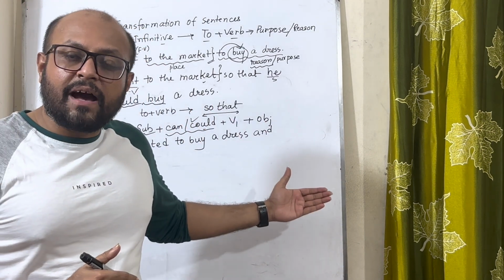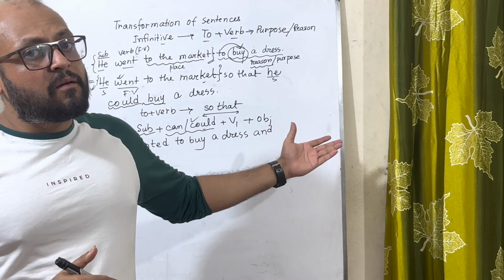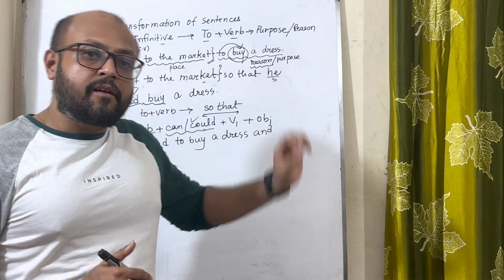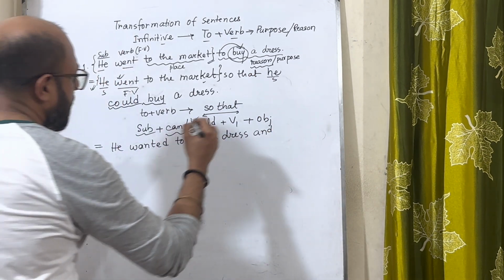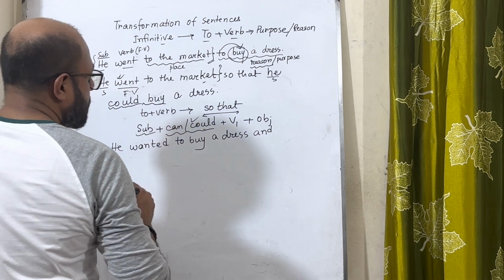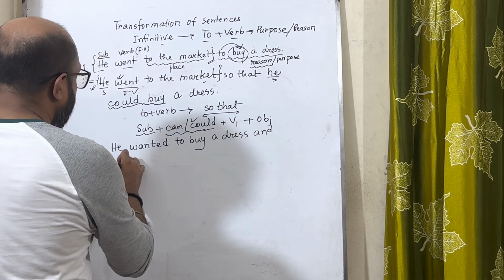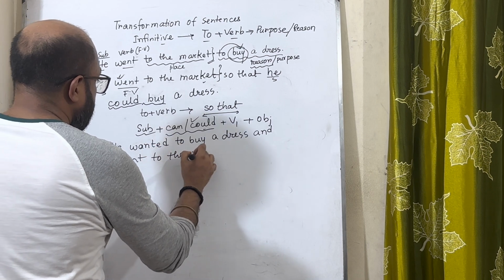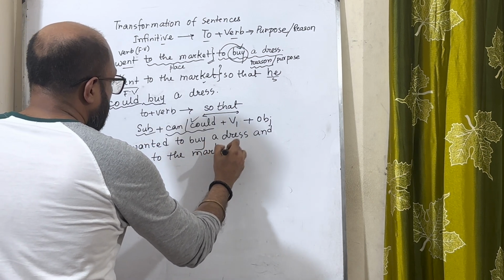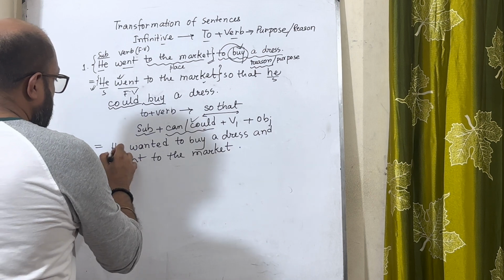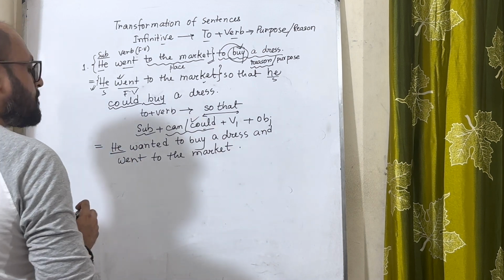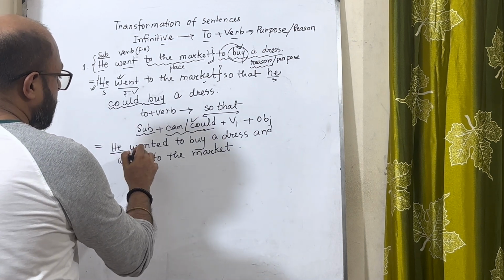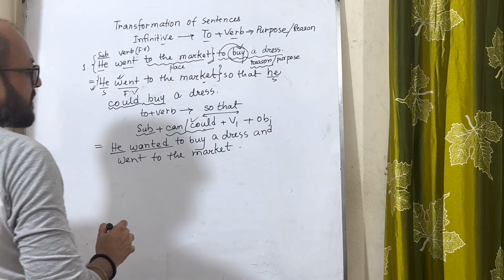from where would he buy this dress? Obviously from the market, and he went there. And I will write the next principal clause: and went to the market. Here in the first principal clause, the subject is he, wanted is the finite verb.